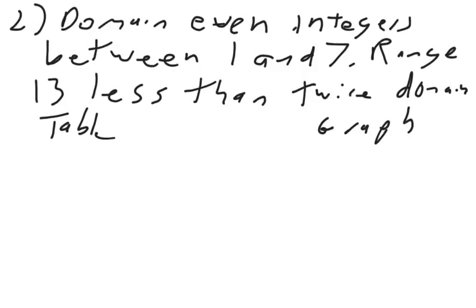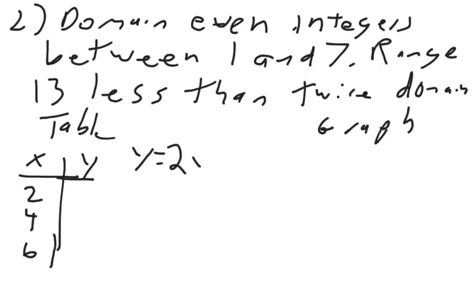Alright, so they give us a domain and range in this problem. The domain is even integers between 1 and 7, so in my table here, for my domain and my range, my domain has 2, 4, and 6. Those are the even numbers between 1 and 7. And the range is 13 less than twice the domain. So y is 2x minus 13. If I plug in 2, I'm going to get negative 9. If I plug in 4, I get negative 5. And if I plug 6 in there, I get negative 1.